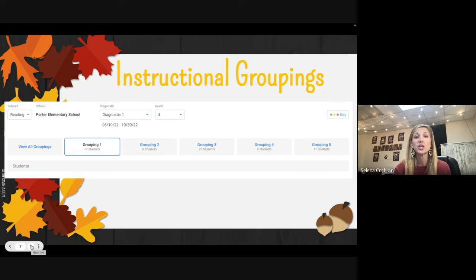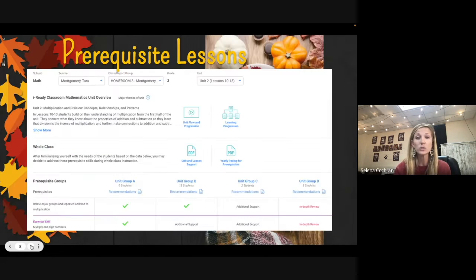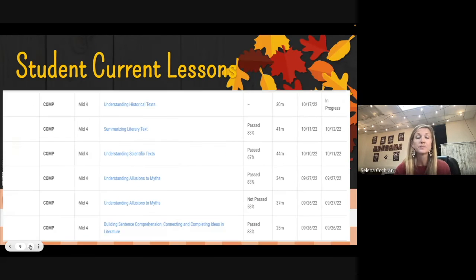And not only does it share with you those instructional groupings, but it also provides resources and tools for you to utilize within those small group lessons. So here you get an insight to a prerequisite lesson. It provides for you enrichment recommendations for those students who assessed above or tested out of a grade level. It provides additional support. And it also gives you that in-depth review and suggestions for reteaching in those small group settings.